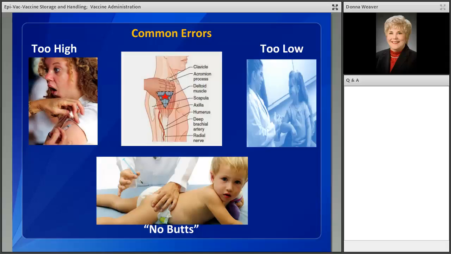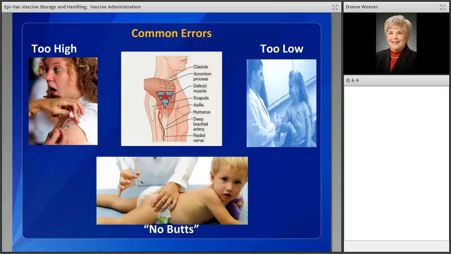Now this slide shows images of injection site errors that have been reported to us. The image on the left shows a vaccine being administered well above the deltoid muscle. This can cause pain and permanent injury. The image on the right shows a vaccine given too low on the arm for the deltoid muscle, and this could cause pain or even nerve damage.